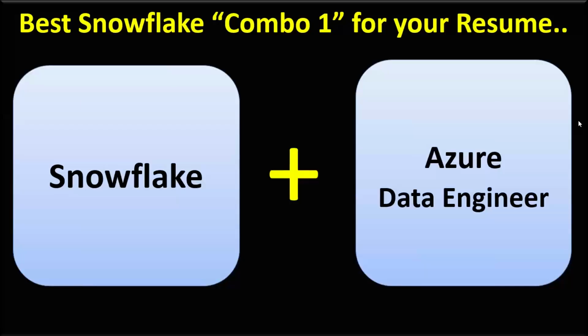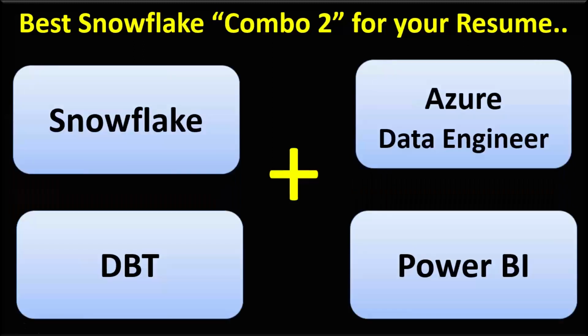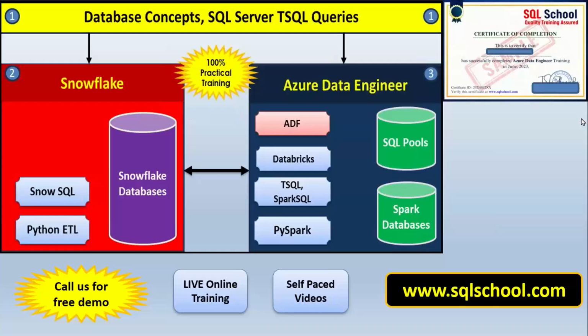Best possible combos. Snowflake plus data engineer, one possible combination, or Snowflake, data engineer, DBT tool and Power BI combination. The main difference between data engineer and Snowflake: Azure data engineer involves data warehousing plus in-depth ETL components. Snowflake has beautiful Snowpark implementations of data warehouse, a colorful data warehousing implementation. And there are certain limitations with respect to ETL.